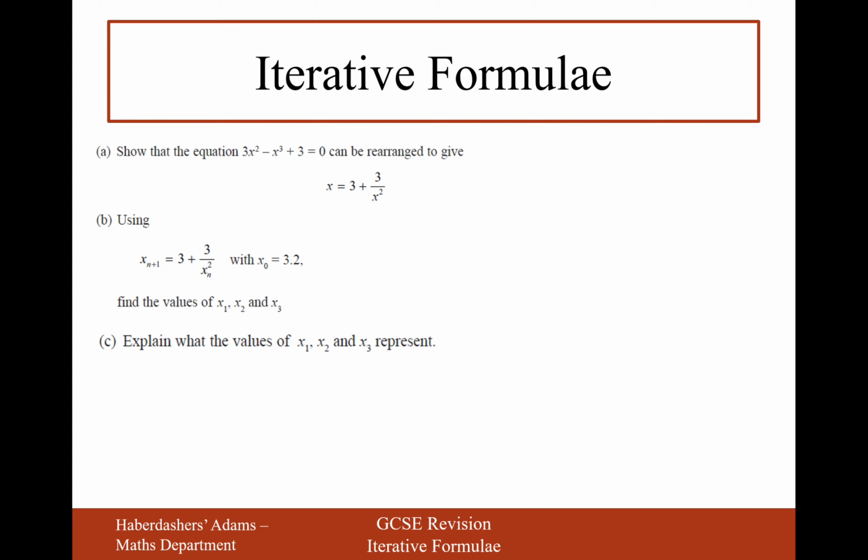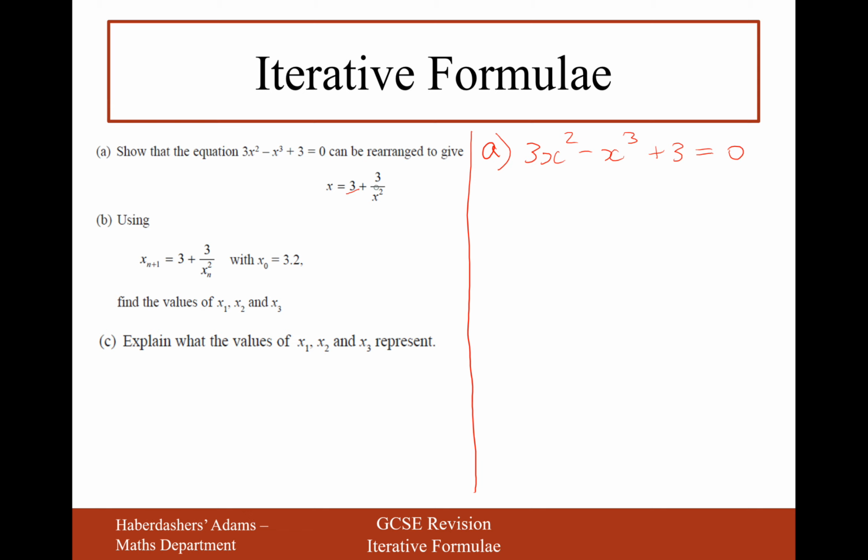Okay, so let's have a go at part A, and remember, whenever you do these kind of rearranging parts to this type of question, don't worry if you can't do it, because you can always move on to the second and third part of this question, but it's good to do all parts. So let's have a go at turning 3x squared minus x cubed plus 3 equals 0 into this expression here.